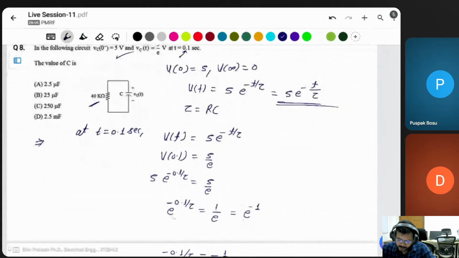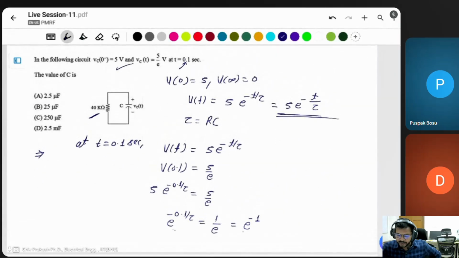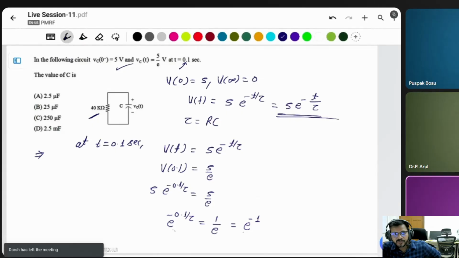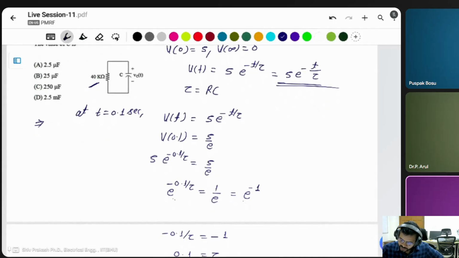Okay, the simple thing is that the initial voltage is already given. Final voltage is 0 because there is no source after t equal to 0. If there is no source, you can simply apply the voltage equation, which is initial voltage into e to the power minus t by tau, and put the value of voltage at t equal to 0.1 second. It will look like this.